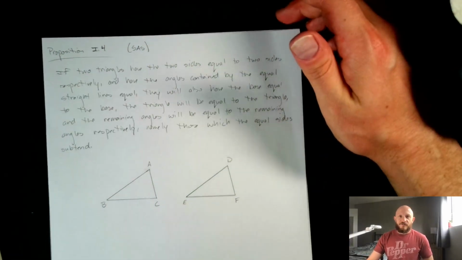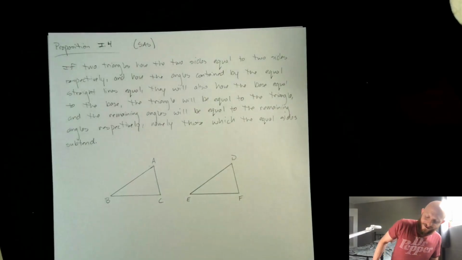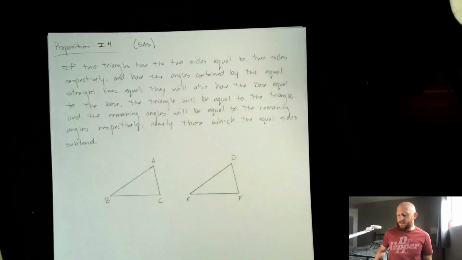But how does Euclid say it? Well, he didn't say it so concisely. He said, "If two triangles have the two sides equal to the two sides respectively, and have the angles contained by the equal straight lines equal, they will also have the base equal to the base, the triangle will be equal to the triangle, and the remaining angles will be equal to the remaining angles respectively, namely those which the equal sides subtend." Yeah, so it's kind of wordy.